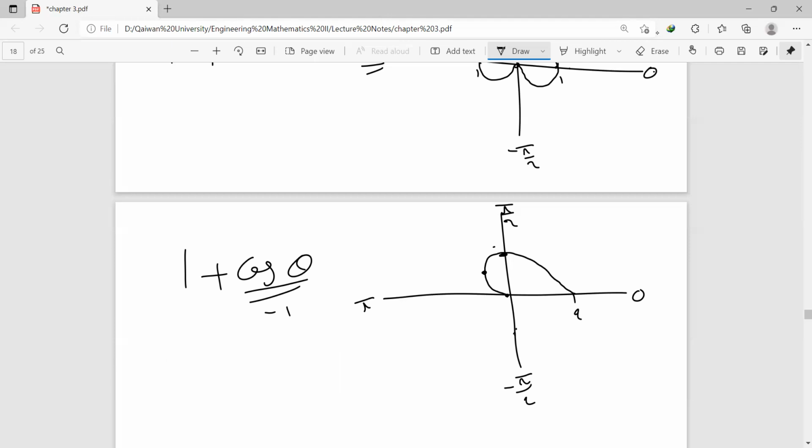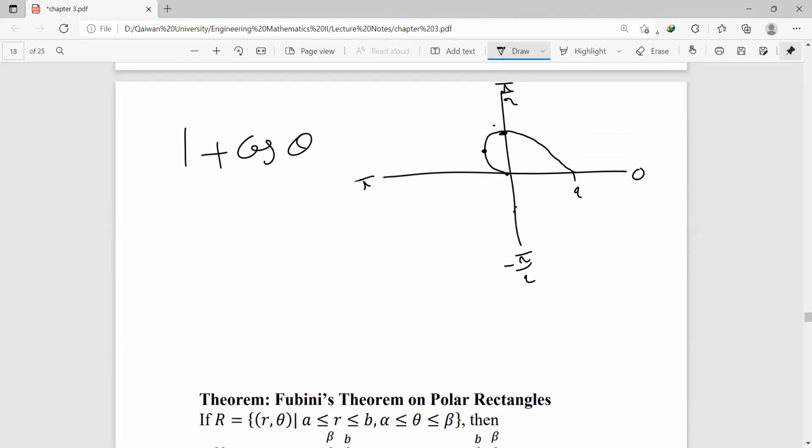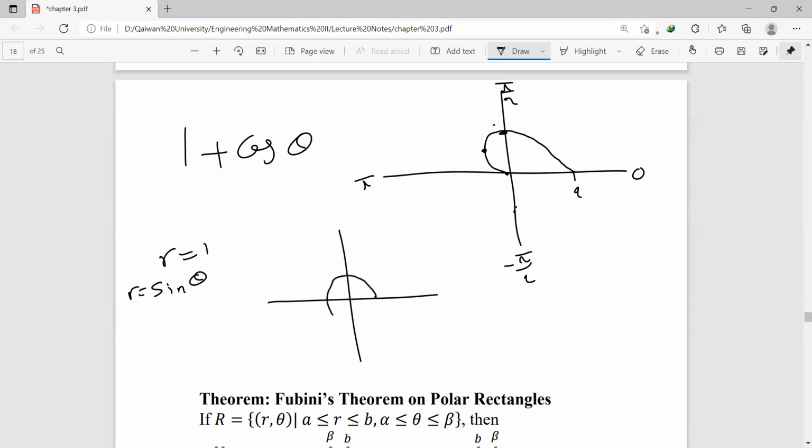So now we talk about the regions which are bounded by 2 of these graphs. What's the region which is bounded by r equals 1 and r equals sine theta? For r to be 1, you have a circle with the radius at 1. That's it.